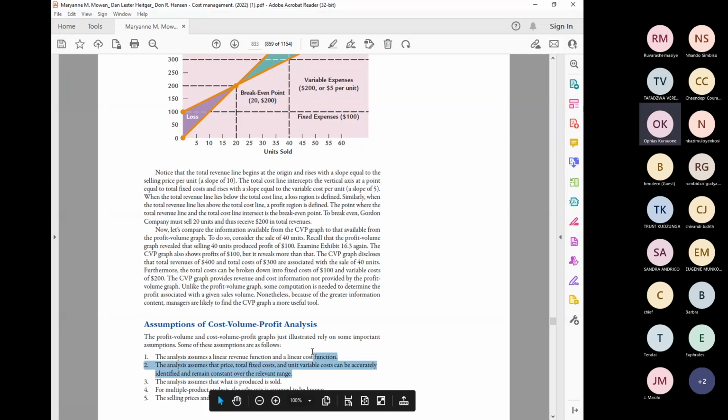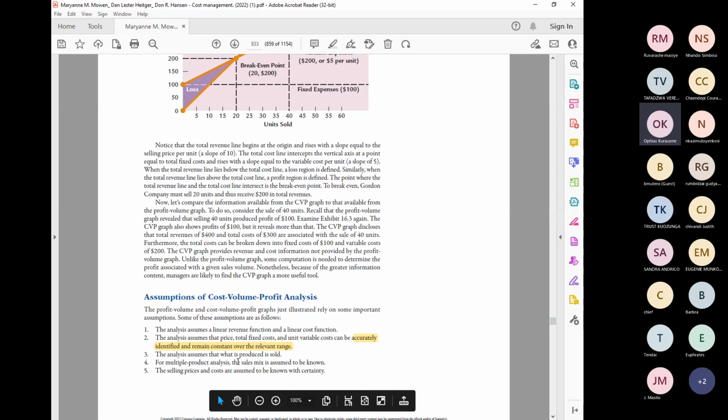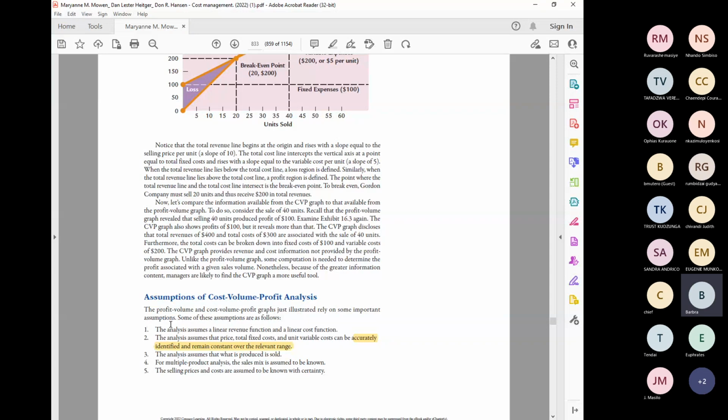Constant over the relevant range. The analysis assumes that what is produced is sold. Like what we were saying, we go on to JIT, just in time, whereby we're saying the products which we should sell, we should produce the product which we want to sell. All those theories which we were discussing earlier apply. The analysis assumes that what is produced is sold.